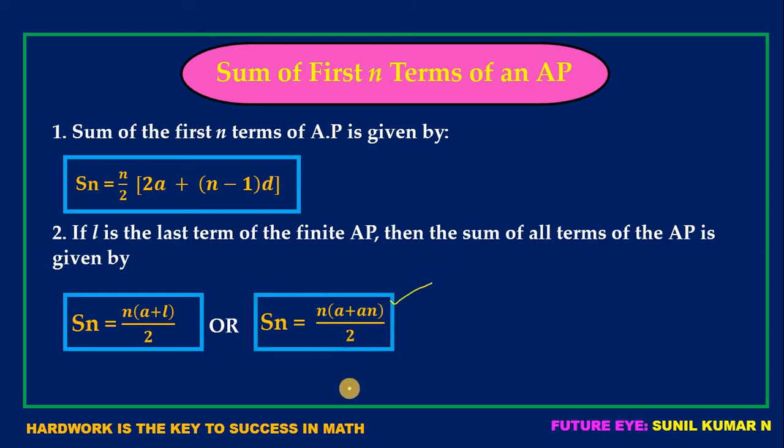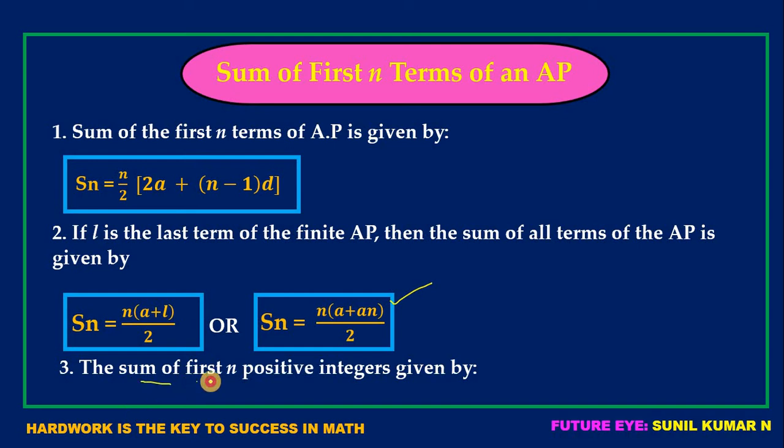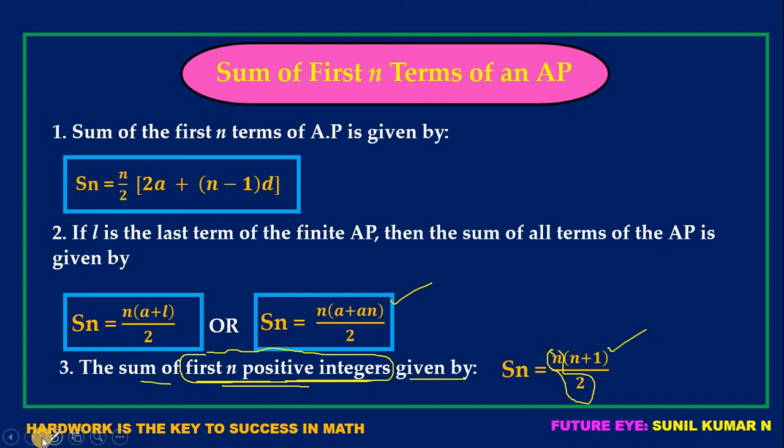Next let us move on to the third formula. The sum of the first n positive integers is given by, keep it in mind, this third formula, which we use to find the sum of positive integers. Especially the first n positive integers, it means the sum of continuous natural numbers. To find it, we use this formula, that is Sn is equal to n by 2 into n plus 1. Children, I repeat again, Sn is equal to n by 2 into n plus 1.